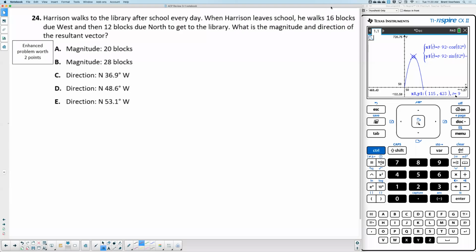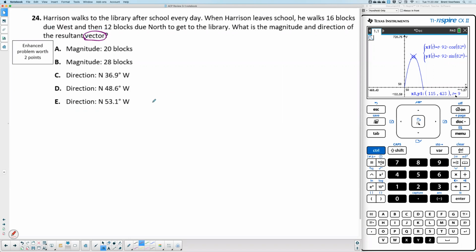Let's take a look here at number 24. Harrison walks to the library after school every day. When Harrison leaves school, he walks 16 blocks due west and then 12 blocks due north to get to the library. What is the magnitude and direction of the resultant vector?